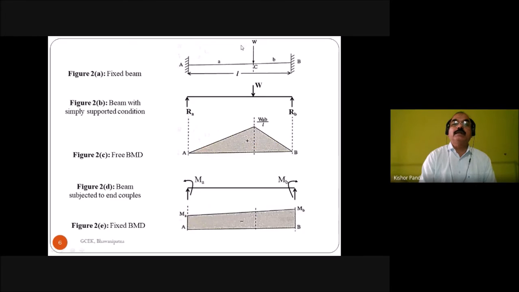If the load is present at the midpoint, then the fixed bending moment diagram will be a rectangle. But here the load is present eccentrically. So at A, the moment MA, and at B, the moment MB, but MA and MB are not equal, and in this case, MB is greater than MA because the load is present towards the joint B. So this is your trapezium. This is the trapezoidal shape of the fixed bending moment diagram.